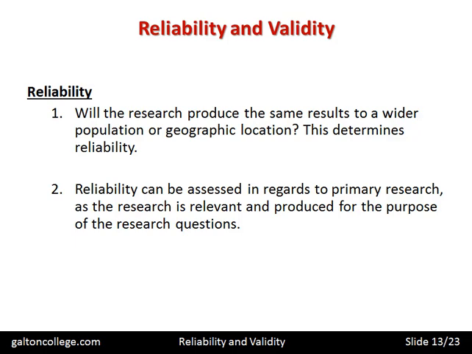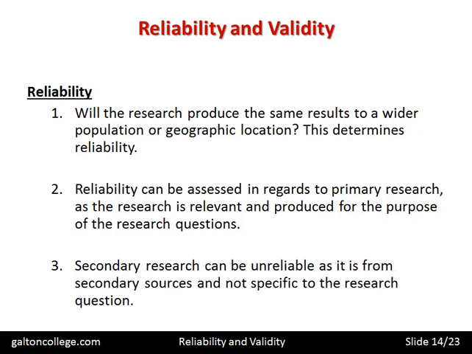It could be the case that sample data produced and published elsewhere is then subsequently used by organizations as sources of secondary data, and that information could be biased. Perhaps the agency conducting the sample were not as diligent as they should have been. Secondary research can be unreliable if it is from secondary sources and not specific to the research question.